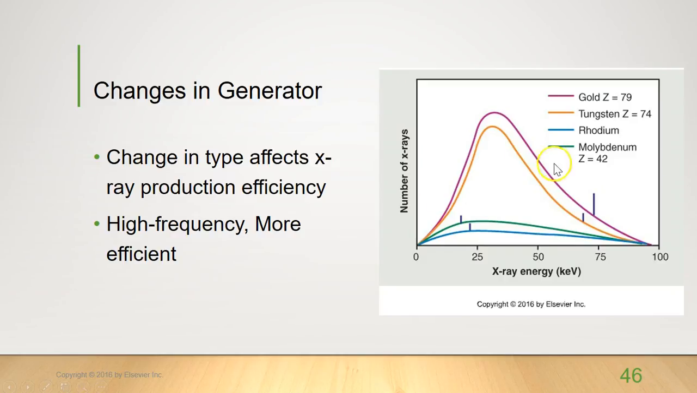So here we have a couple of different changes in tubes right here, or generators. If a generator operates more efficiently, more filament electrons have the energy to produce X-rays, increasing the quantity. There's also a greater number of high energy photons, increasing the average and shifting the peak to the right. These are changes in the generator also. Okay.